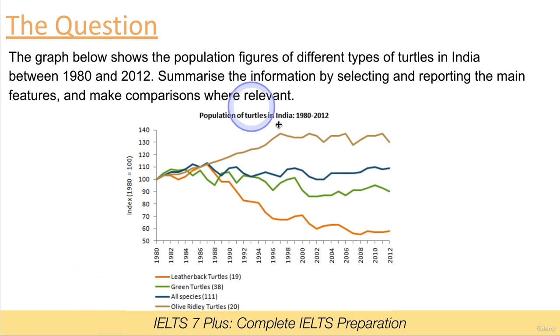Okay, so there's quite a lot going on, but actually when we break it down, it's fairly straightforward. We're just going to talk about the different population figures of these different turtles. So initial thoughts, I'm thinking, oh wow, olive ridley in this quite fitting olive type colour has definitely the highest population for the majority of the years, whereas on the other hand, leatherback turtles have the lowest, and then these two green turtles and all species follow a fairly similar trend actually.